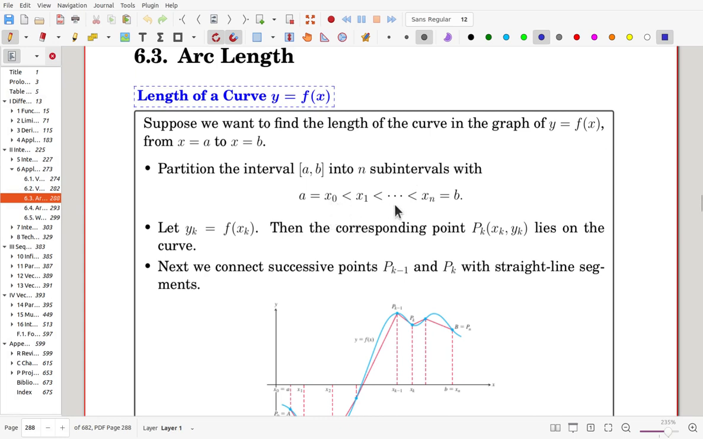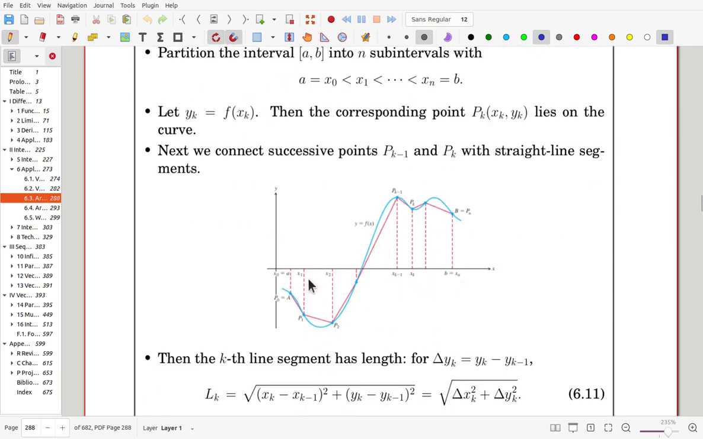Then at each point, we evaluate the f value, which becomes y. yk is f of xk. Then (xk, yk), the point Pk, should be on the curve. Here, from a to b, we make a partition, and for each xk, we get the function value yk. Then the points must be on the curve.